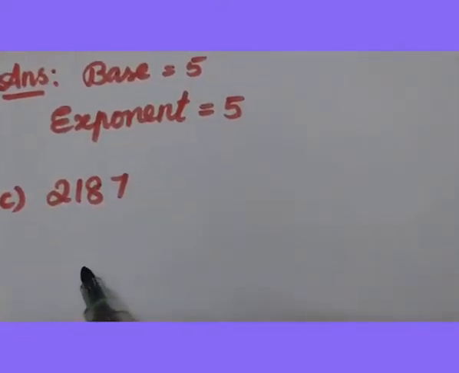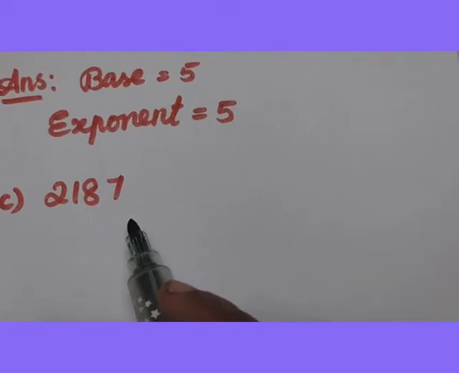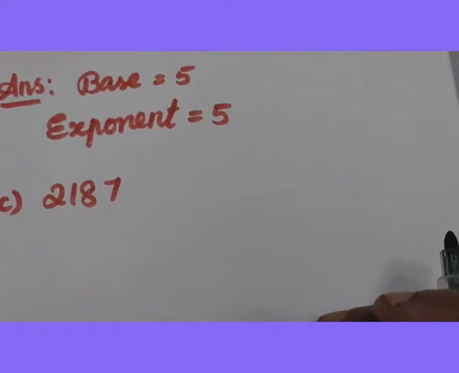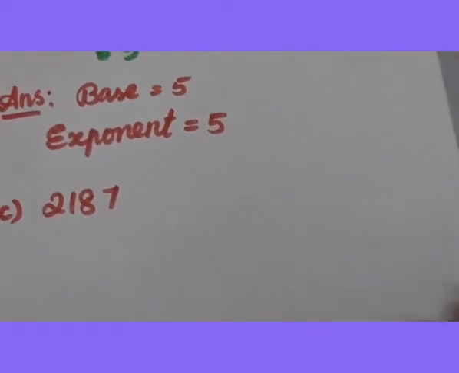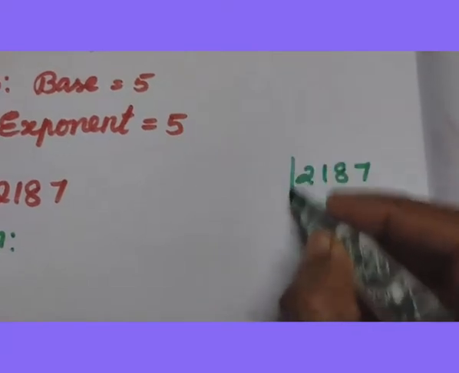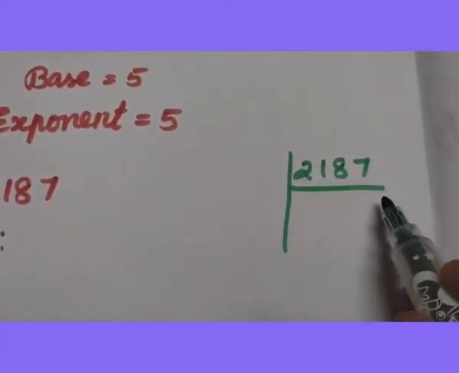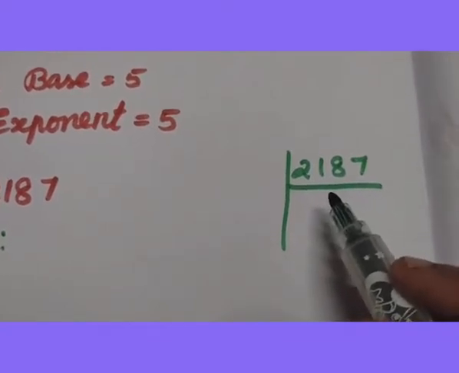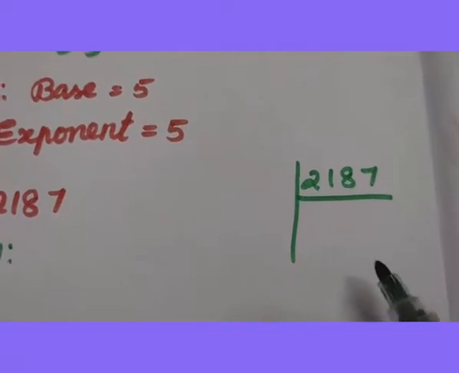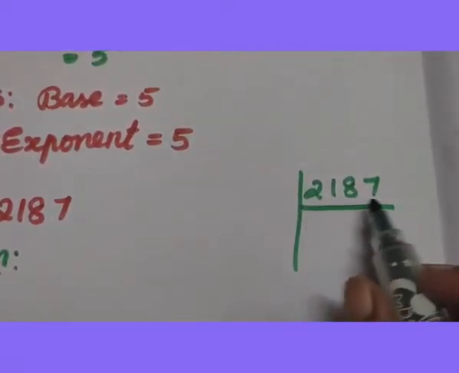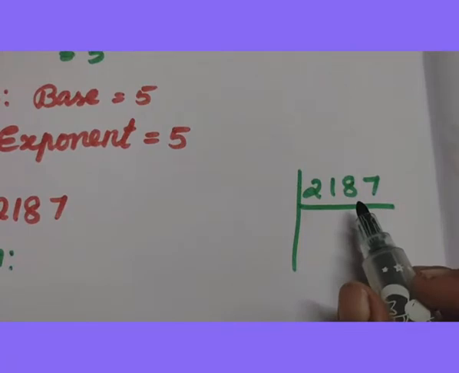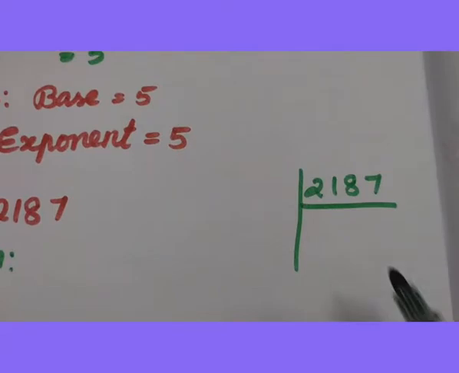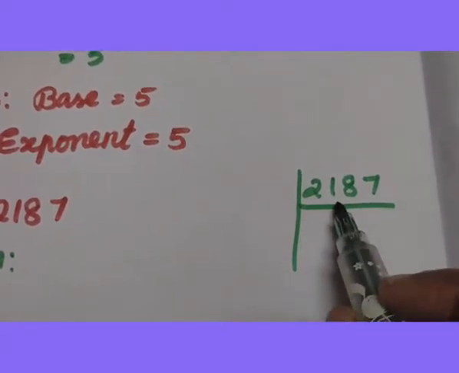Look at the next example, children. 2187. Okay, first we have to express this in exponential form, using prime factors. So, 2187, it's an odd number. So it's not divisible by the first prime number 2. So we can check whether it is divisible by 3 or not. Okay, so just add the sum of the digits. If the sum of the digits is divisible by 3, that number is divisible by 3, okay. So, 2 plus 1, 3, is it not?